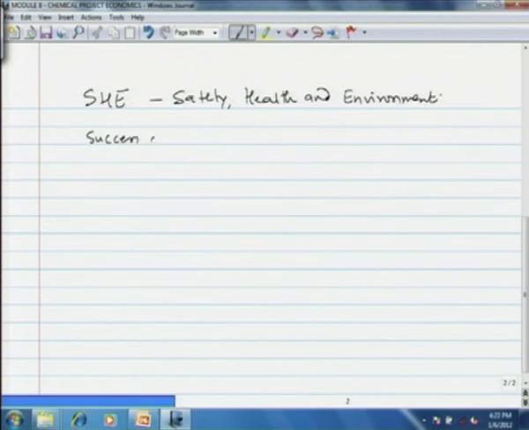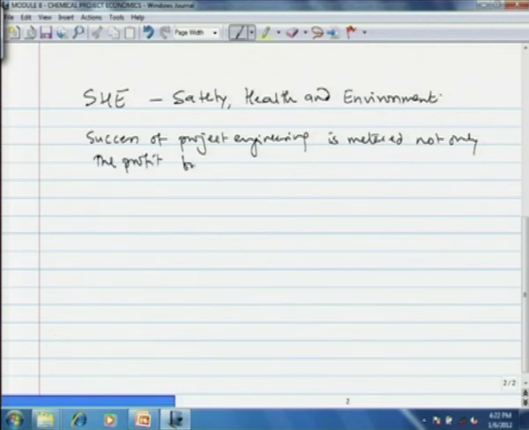Success of project engineering is metered not only on the profit but also on socio-economic gains.